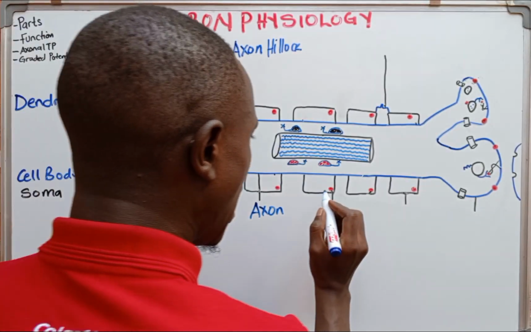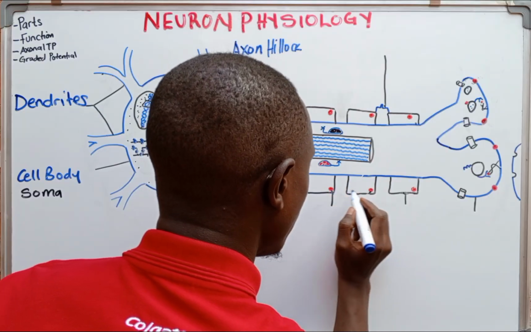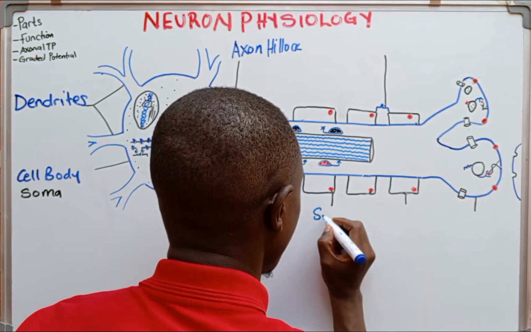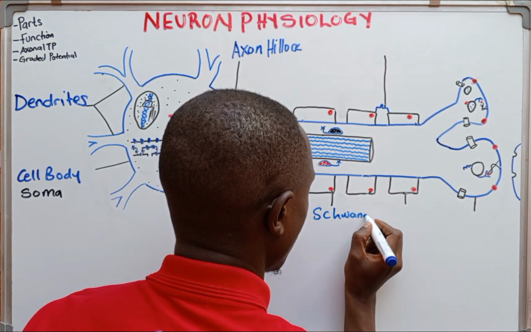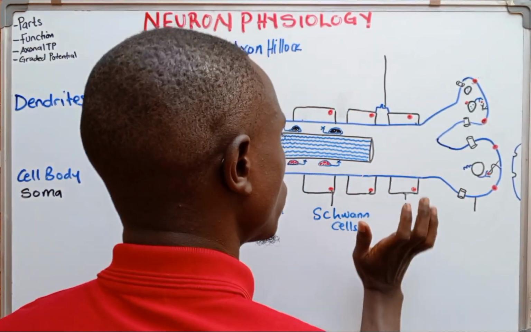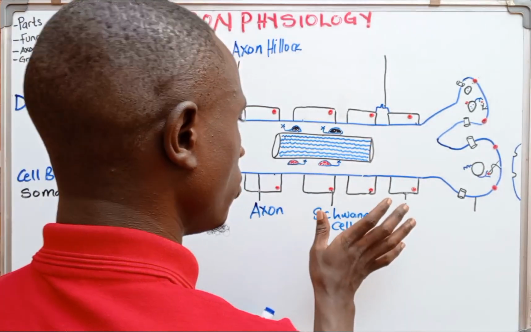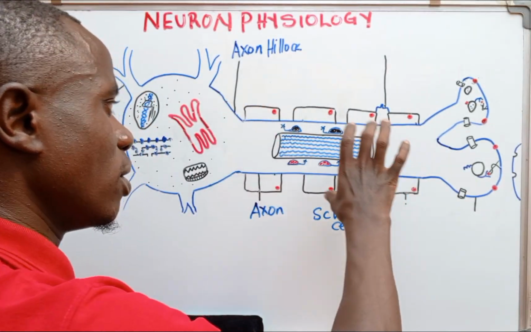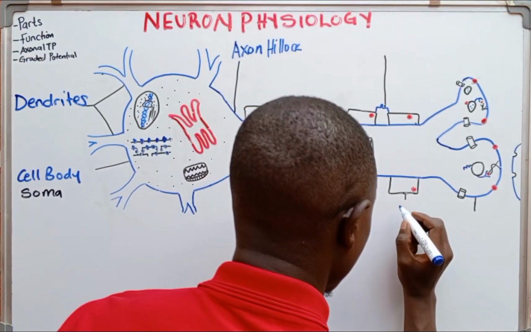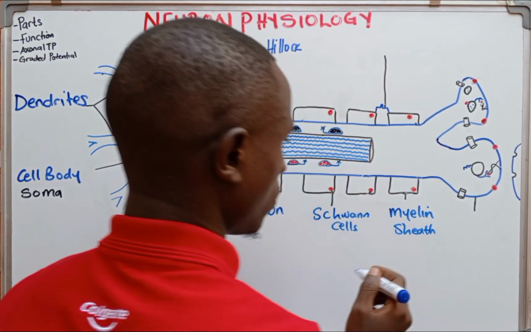Now how about the cells residing in this structure? How do we call these cells? These cells are what we call the Schwann cells. And how about the whole of this structure which wraps around the neuron? It is more of a fatty substance, making the axon look white. This structure is what we call the myelin sheath.